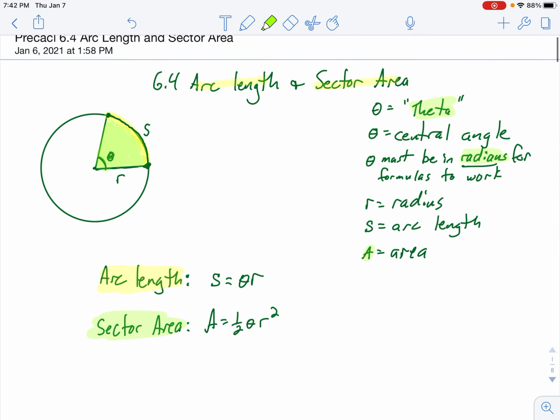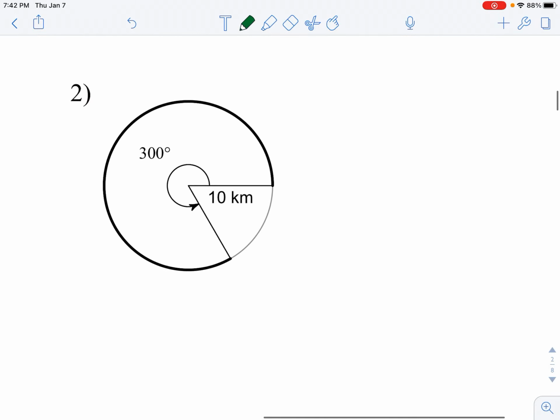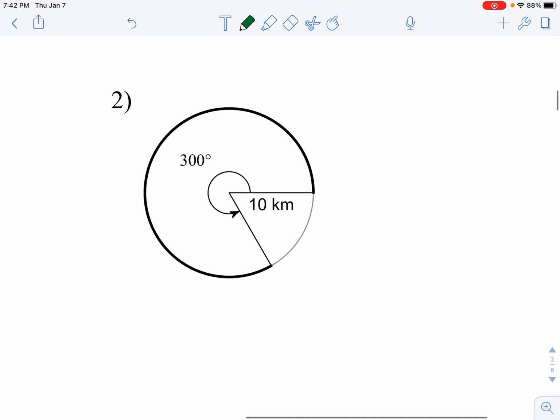We are going to be applying both of those formulas. Let's do it. I'm doing the evens, of course. I'll be asking you to do the odds. So find the arc length. Now notice, we're not trying to find this arc length. No, the central angle is here, 300 degrees. So the first thing we need to do is convert that 300 degrees to radians. 300 converted to radians, you know, you multiply by pi over 180.